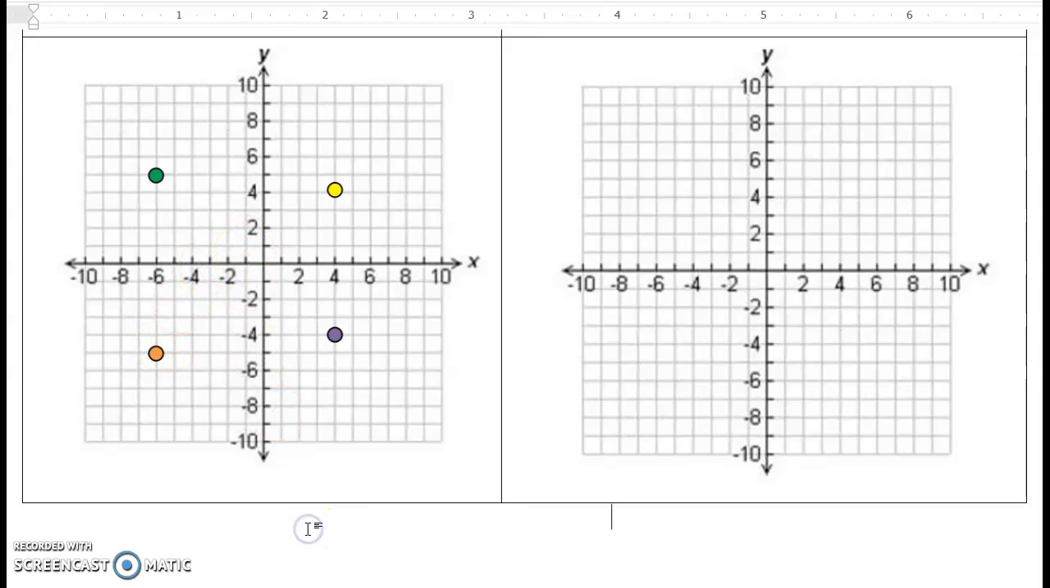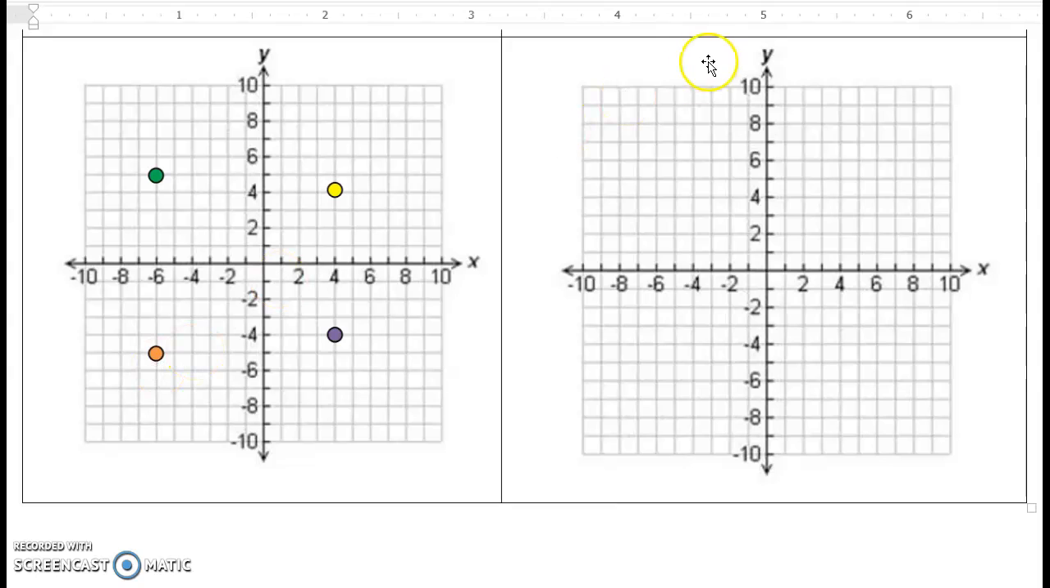All right, so you'll notice that with the green dot to the orange dot, it started at negative 6, 5, and it became negative 6, negative 5. When you are reflecting over the x, you change the sign of the y. So whichever axis you're reflecting over, you change the sign of the opposite coordinate. So if I'm going over the x, I change the sign of the y, so it goes from positive 5 to negative 5. If I am reflecting over the y, I change the sign of the x.